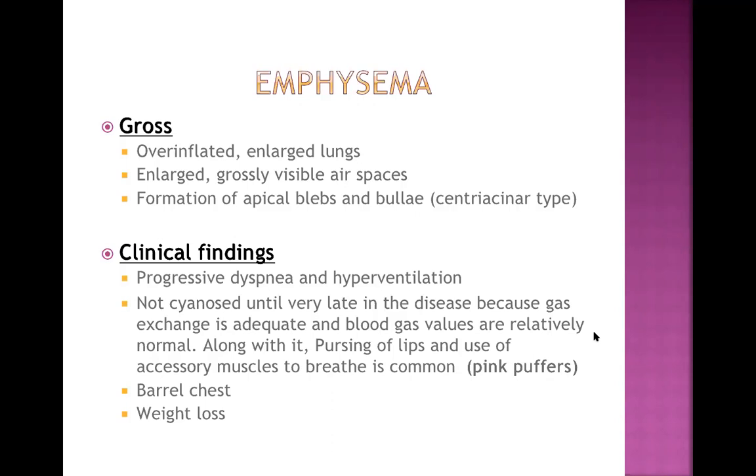Now let me explain once again. Pink means they are not blue. They are still having good oxygen content in the blood. Puffer means when they breathe out, they bring their lips together, and at the same time they use a lot of accessory muscles to breathe out. So they are called pink puffer. Chronic bronchitis patients are called blue bloater, while emphysema patients are called pink puffer.